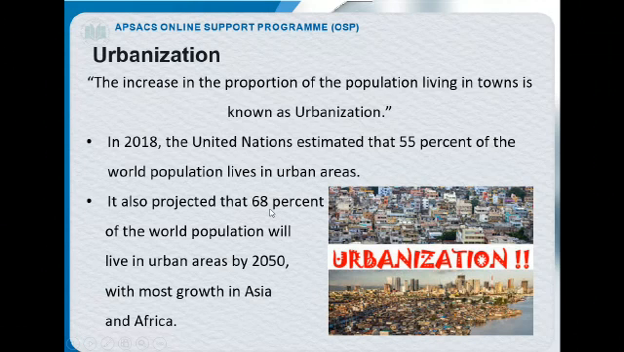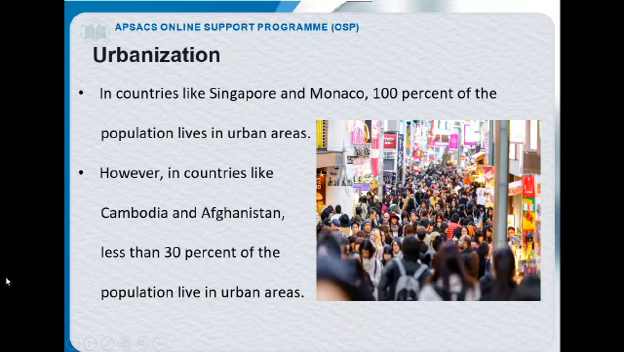In countries like Singapore and Monaco, 100% of the population lives in urban areas. They are completely urbanized countries. However, in countries like Cambodia and Afghanistan, less than 30% of the population live in urban areas, which is below 50%. That means less than half of the population is urbanized.